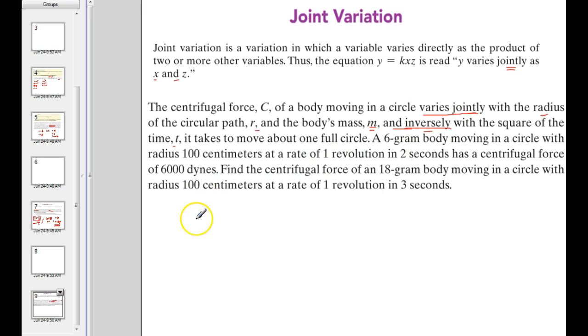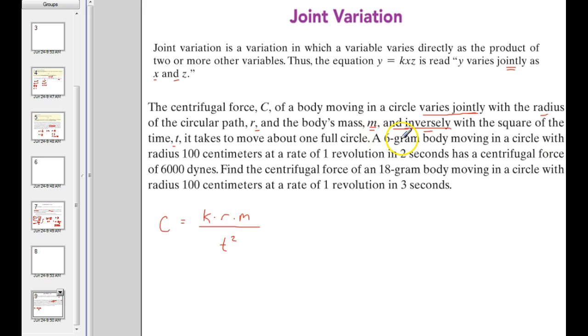So jointly means we're multiplying, so C equals k times. Inversely means we're dividing. Alright, jointly means we're multiplying by two things, or two or more. So radius and mass, so r and m, inversely with the square of the time. So t squared. Right, and that C is what's in front of the variation. So C equals all that. So there's our setup. And then we have some information to let us find k.